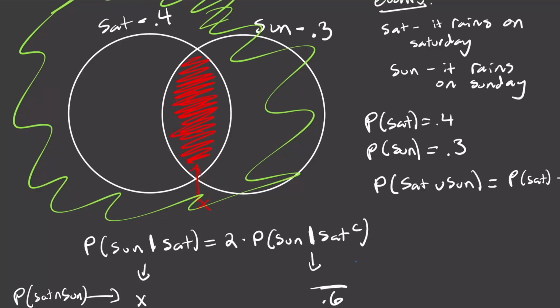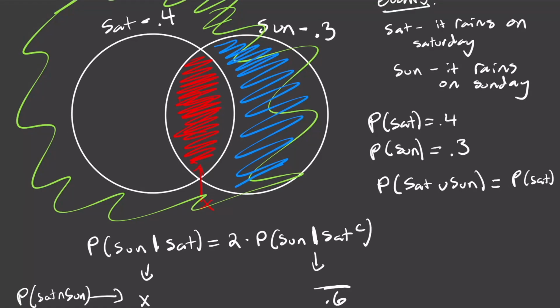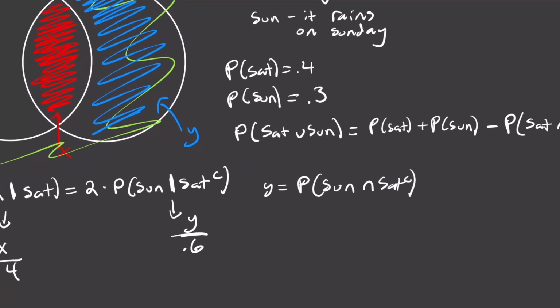And what's going to be in the numerator? Well, it's just the probability of something satisfying our condition that it rains on Sunday, given that now we're within this new space, right? So it's going to be everything within here that's not within the Saturday bubble, right? So let's just call this blue space here y, and that's going to be our numerator. If you wanted to write y more formally, you could also say that it's equal to the probability of the intersection between Sunday and Saturday complement, but it's easier to visualize this way, so we're just going to call it y.